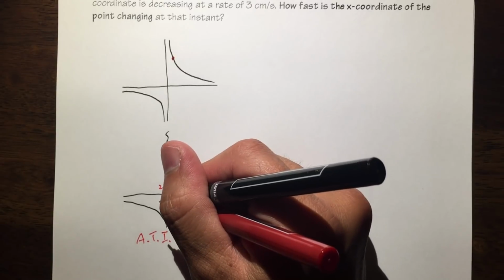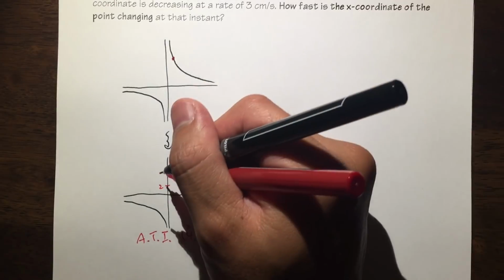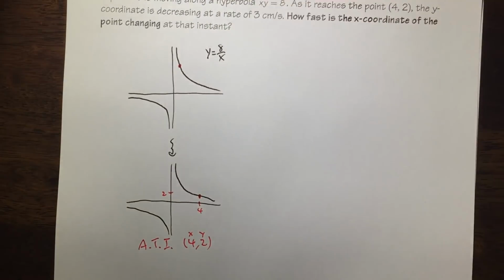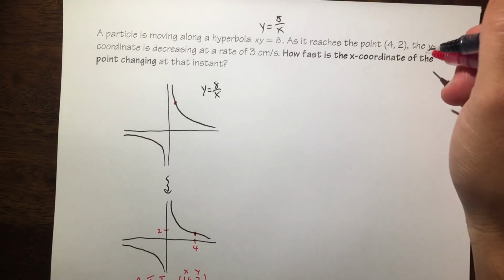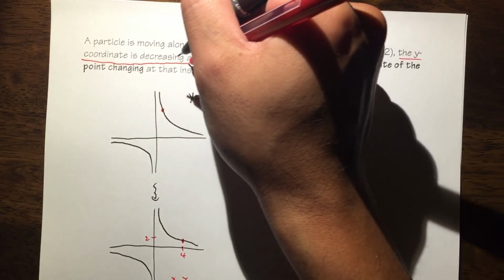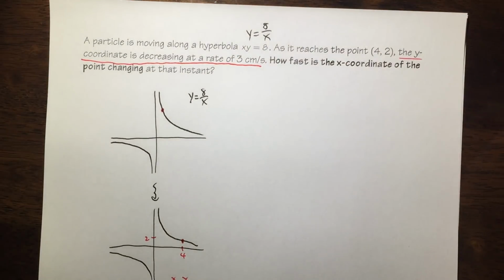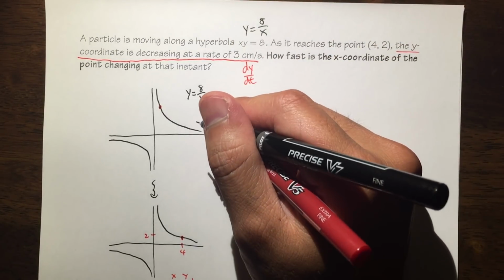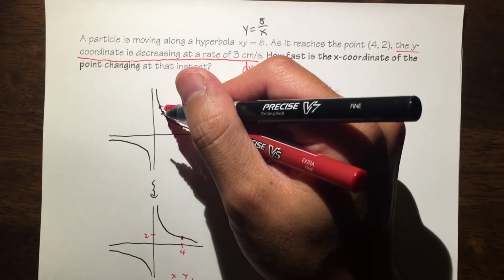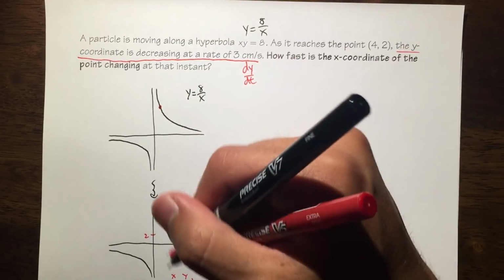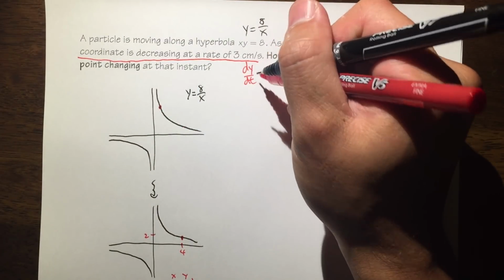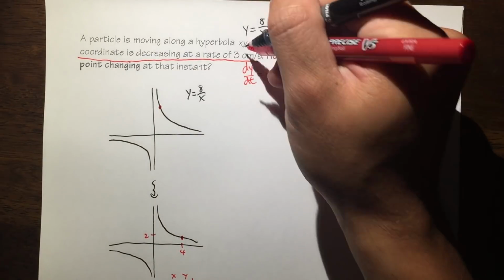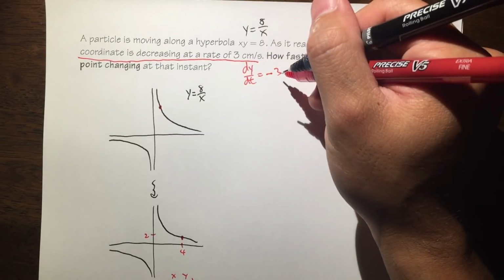And of course, you can see that the x value is changing. Likewise, the y value is also changing, and this is nicely given by y = 8/x. If you look back, when it says the y coordinate is decreasing at a rate of 3 centimeters per second, this tells us that we know dy/dt. Remember, both x and y are functions of time. Pay attention to the word decreasing, because if it's decreasing, it's a minus. So dy/dt is equal to -3.